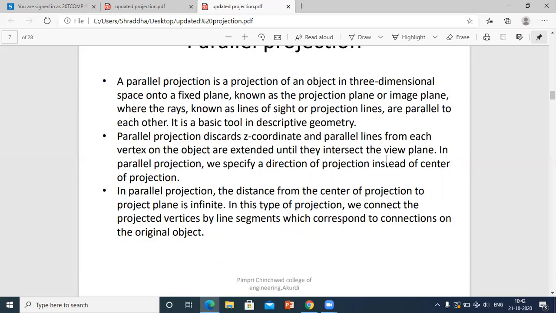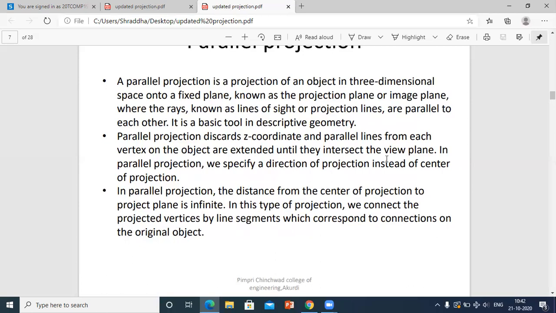Once the projection has taken place, we will see how that image is actually displayed on the screen. In parallel projection, we specify a direction of projection instead of a center of projection. It is a very important point. The center of projection, also known as COP, is a concept that we will see in perspective projection. So keep this very important word in mind: in parallel projection, we always have to specify the direction of projection.